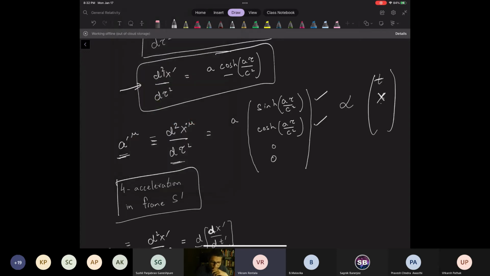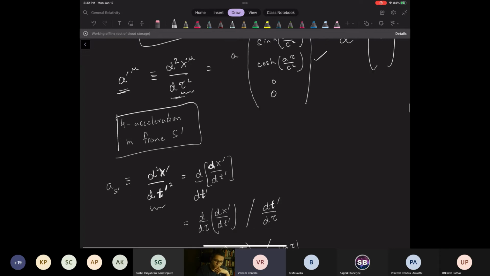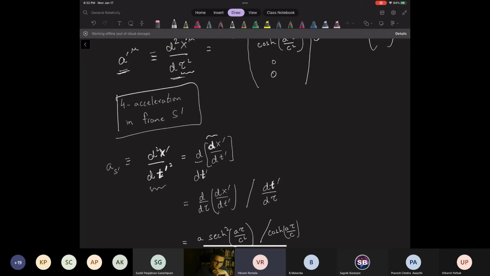But you could ask something more physical. This tau is again proper time, but you could ask: if I really calculate the acceleration, which is d square x prime by dt prime square, that's after all what we would think of as the acceleration in frame S prime. This is not the 4-acceleration, but really the acceleration d square x prime by dt prime square in the frame S prime. So the way to calculate this is you calculate dx prime by dt prime and then differentiate with respect to t prime. Now dx prime by dt prime we know with respect to tau.